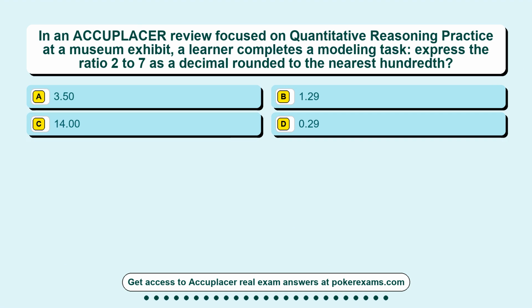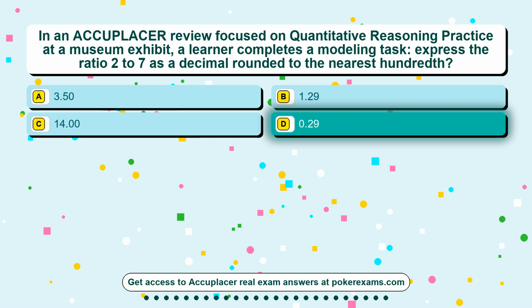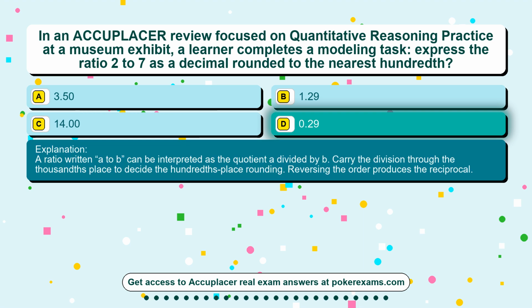Question 12. In an ACCUPLACER review focused on quantitative reasoning practice at a museum exhibit, a learner completes a modeling task. Express the ratio 2 to 7 as a decimal rounded to the nearest hundredth. Option A, 3.50. Option B, 1.29. Option C, 14.00. Option D, 0.29. The correct answer is option D, 0.29. A ratio written A to B can be interpreted as the quotient A divided by B. Carry the division through the thousandths place to decide the hundredths place rounding. Reversing the order produces the reciprocal.